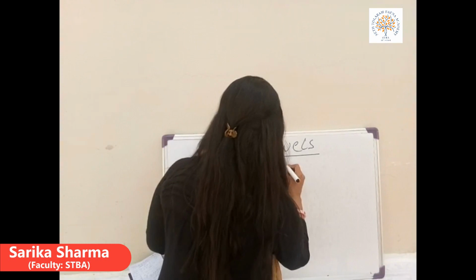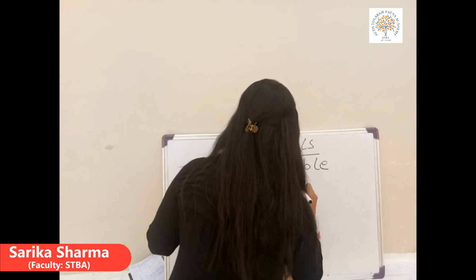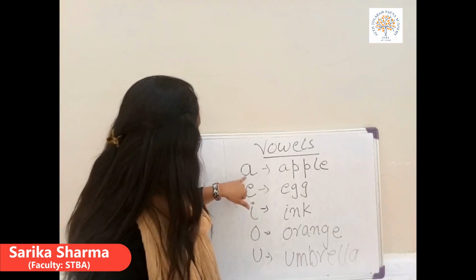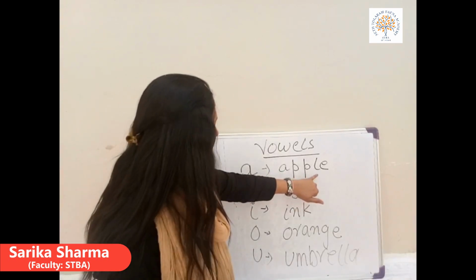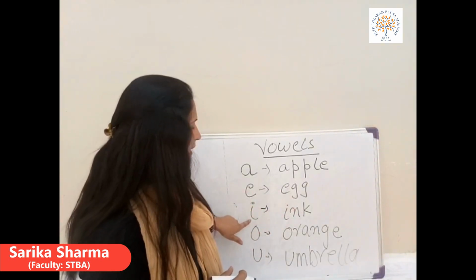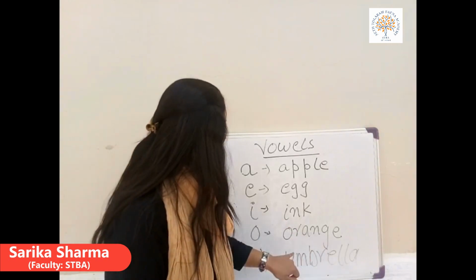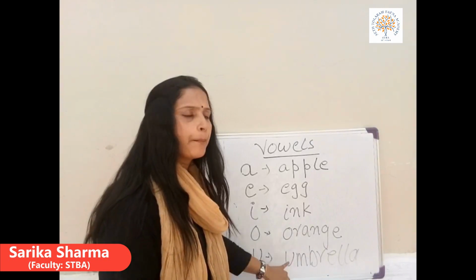I am writing one word for each letter: apple, egg, ink, orange, and umbrella. Now see, the sound of letter A is apple. Sound of letter E is egg. Sound of letter I is ink. Sound of letter O is orange. Sound of letter U is umbrella.